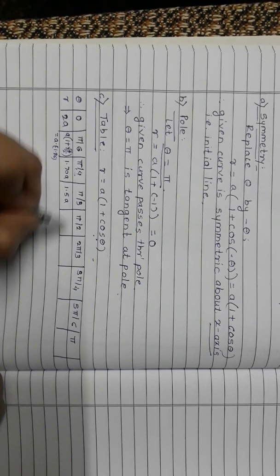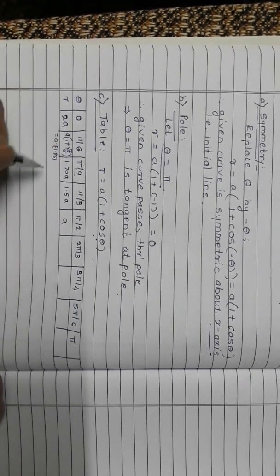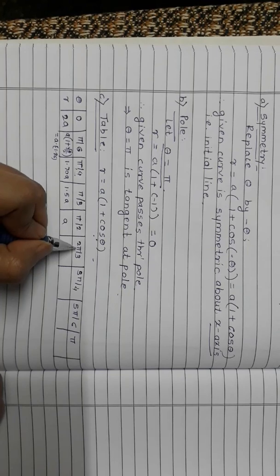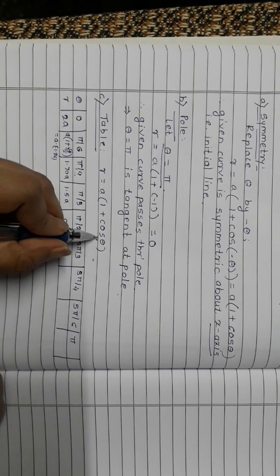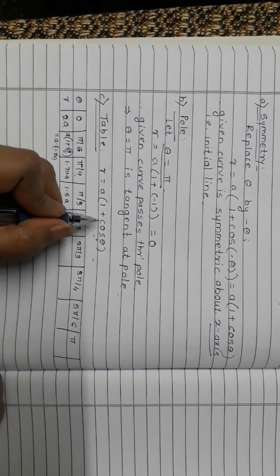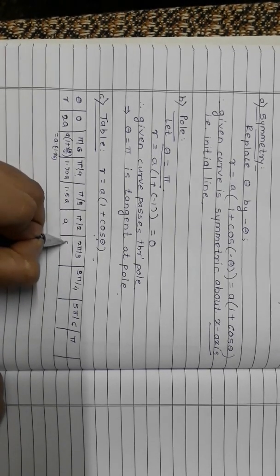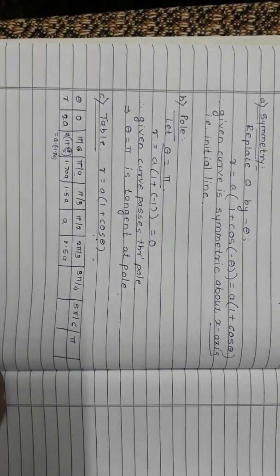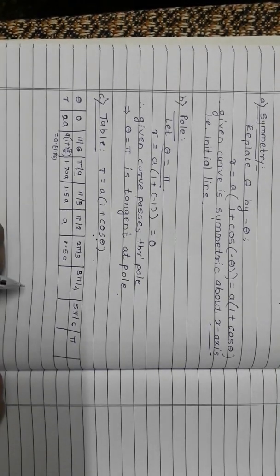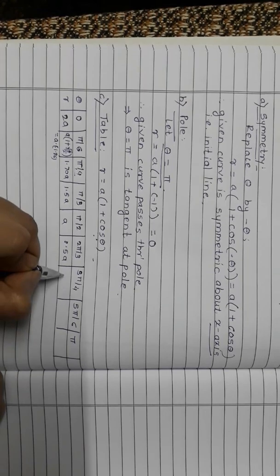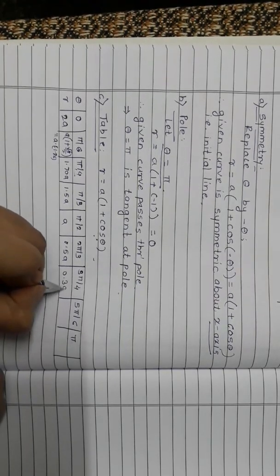Then cos pi by 2 is 0. So this is simply a into 1 is a. Then cos 2 pi by 3 is minus 0.5. So 1 minus 0.5 is just 0.5. So this is 0.5 a. Then cos 3 pi by 4, this is minus 0.70. So I'll directly write down this 1 minus 0.70 is nothing but 0.3. So 0.3 multiplied by a.